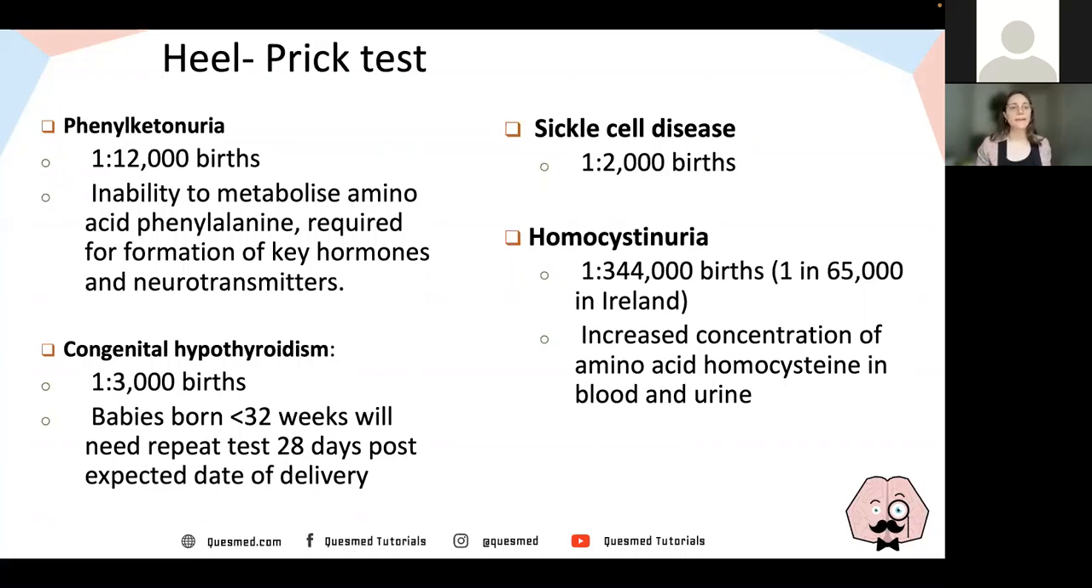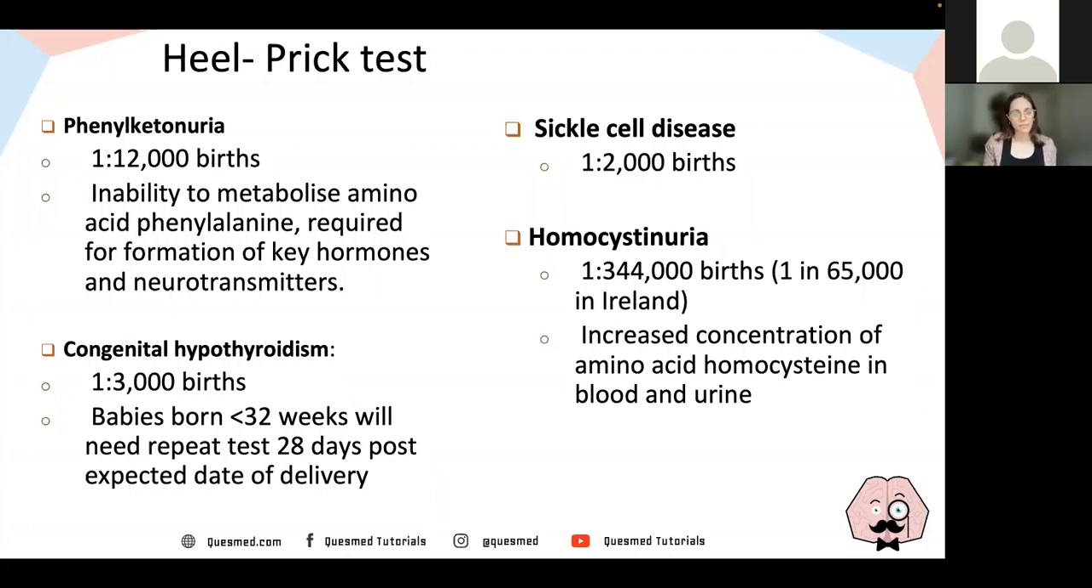There's a few more coming up like that, but congenital hypothyroidism is another pretty big one. It used to be a very common cause of learning difficulties and quite profound disabilities, which is completely preventable by correcting the hypothyroidism really early on in life. And it's quite common at 1 in 3,000 births. If a baby's born premature, you will repeat this at 28 days post the expected date of delivery. But again, screened for, easily correctable. Sickle cell disease is another common one, 1 in 2,000 births.